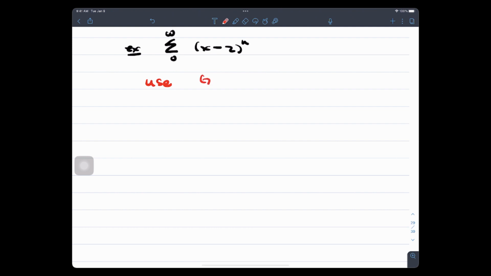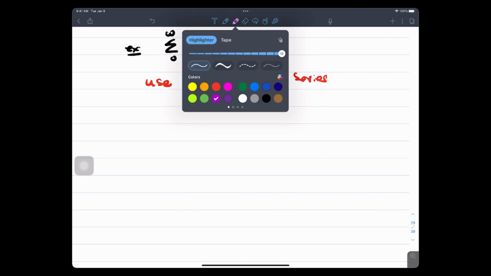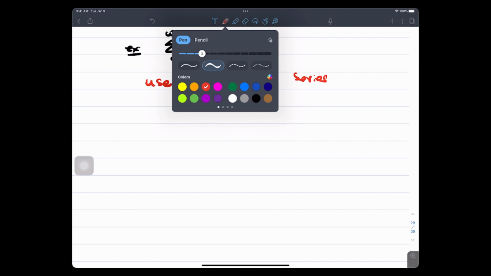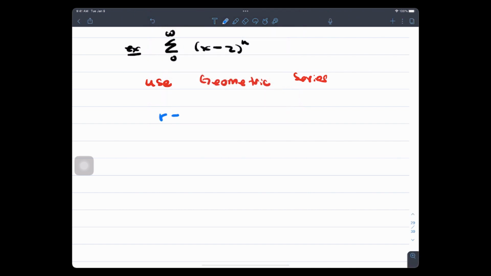It's a geometric series. How do you know? That was on the homework. Do you guys remember the homework? It's a geometric series. Is that right? What was R? It's x minus 2. When does a geometric series converge? When the absolute value of R, which is the absolute value of x minus 2, is less than 1. This is where you have convergence.